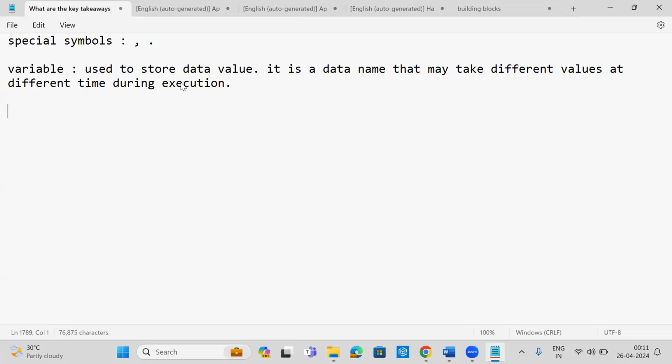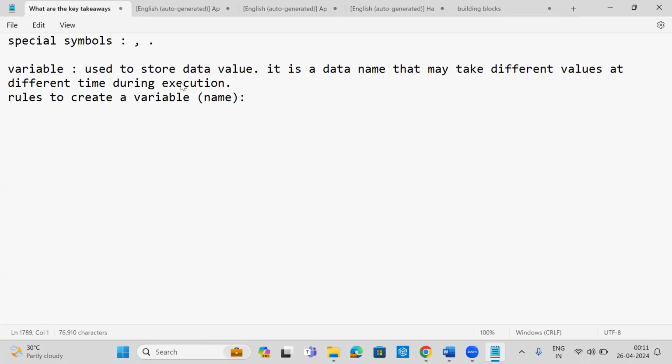There are certain rules to create a variable name. A variable is nothing but a name, right? So you cannot just write any name. There are certain rules in the C programming language to create a variable.